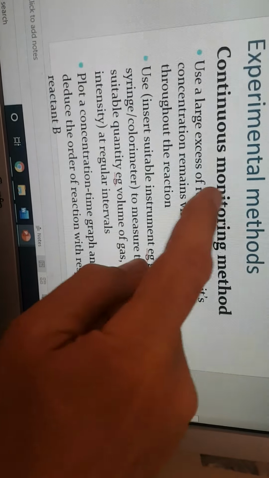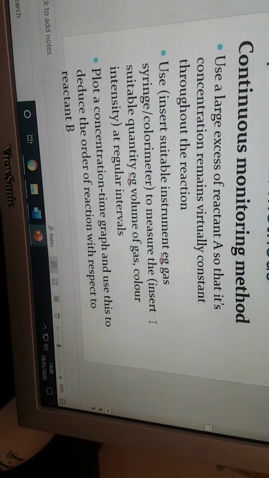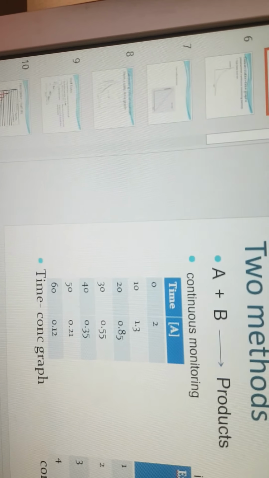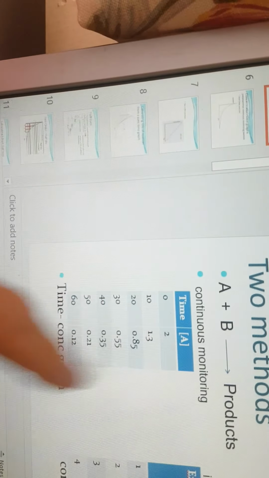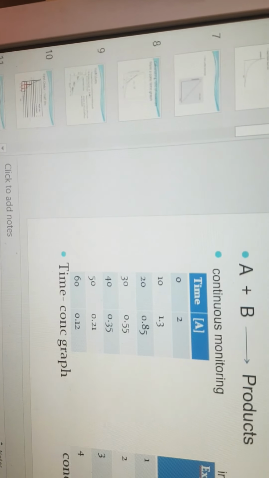One other thing there, this point about use a large excess of reactant A. What on earth is all that about? Well, initially from your experiment, you don't actually get the concentration of A, you actually just measure the volume of gas, but through calculation you can convert that into a concentration of A.